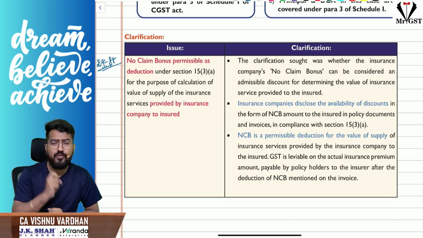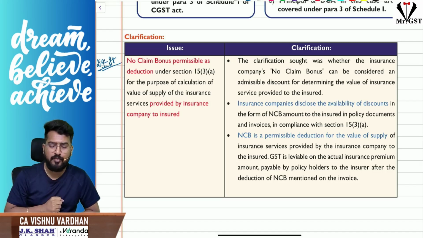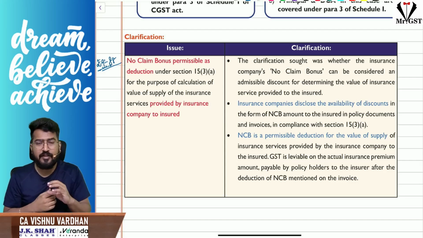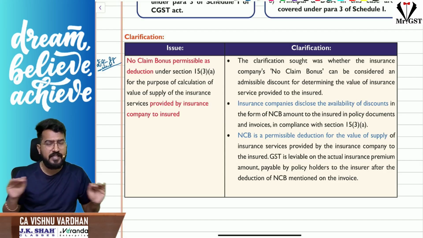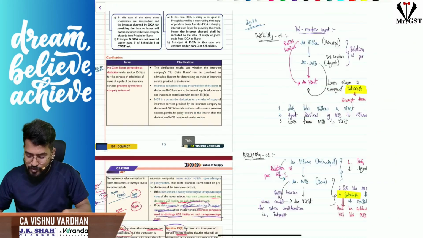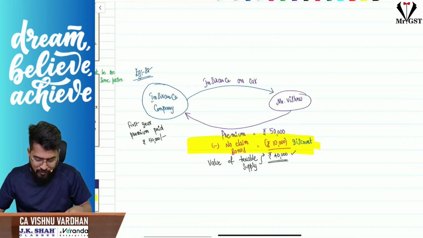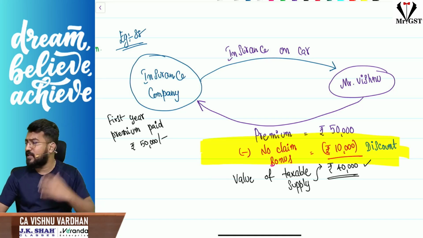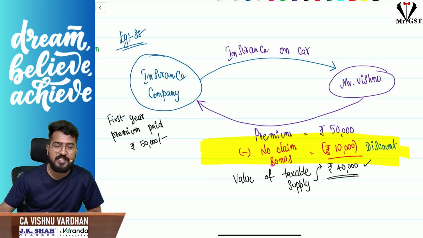So now the doubt was, what is the tax treatment for this no claim bonus? And as I already told you, sir, this is just like a discount. They are giving it to you in the next premium payment. So it is excluded from the value of supply. So that is the concept here. There is a small example also for that. You can just go through this, right? So this is with respect to the clarification on no claim bonus.